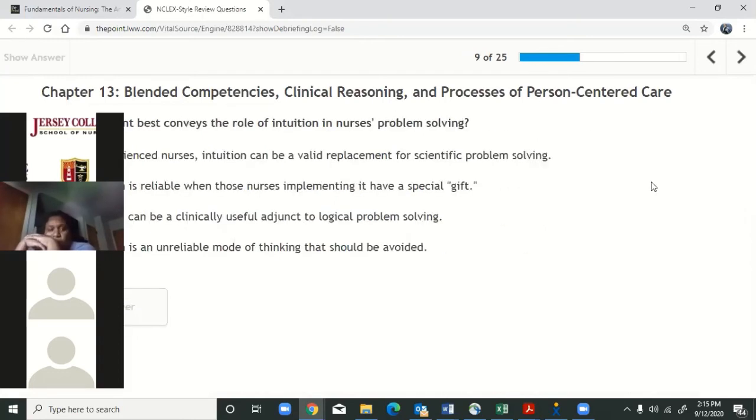All right, which statement best conveys the role of intuition in a nurse's problem solving? Remember, we talked about intuition. What is this based on? Like what they feel inside. So you understand the situation, you have this experience, you have this knowledge, you have this background. So sometimes you read a question in nursing, and right away your brain goes to an answer. And it goes there because you have this intuition or this gut feeling, right?